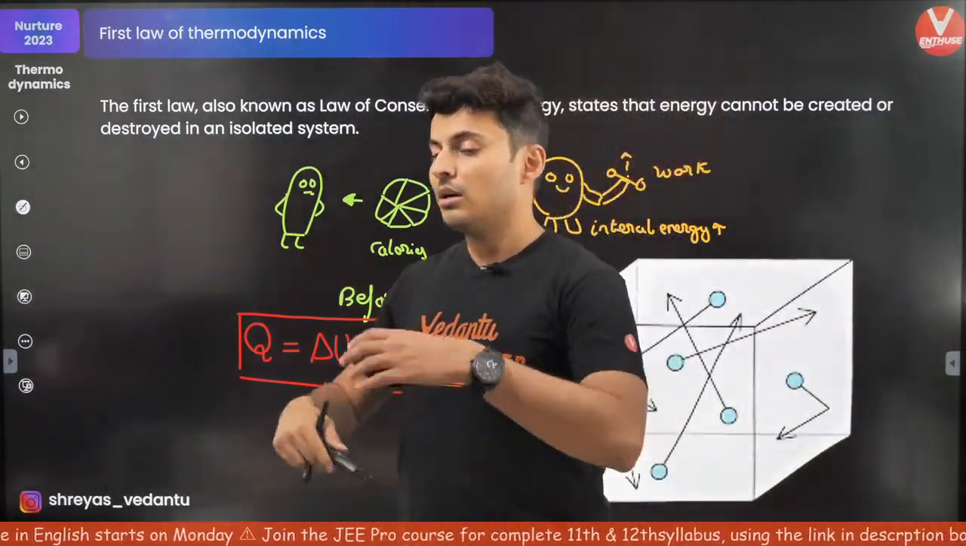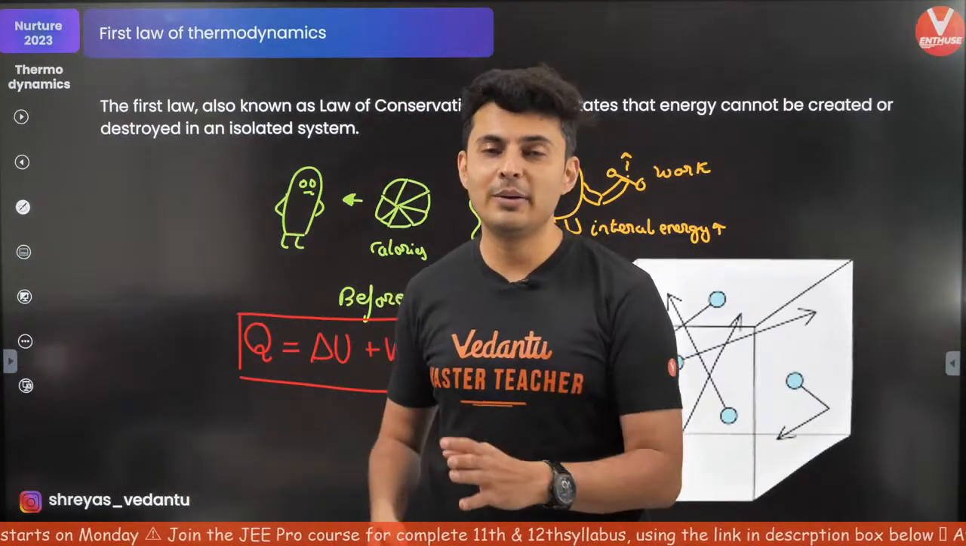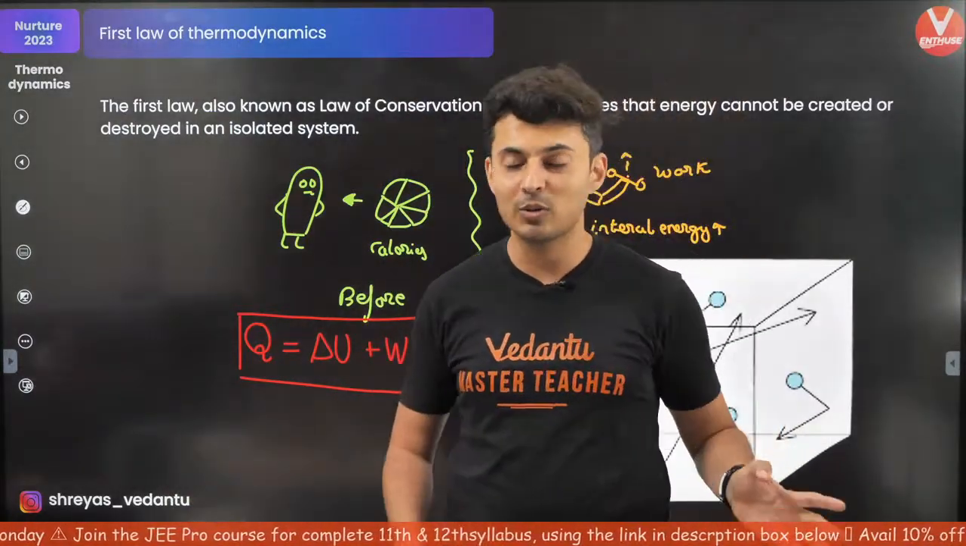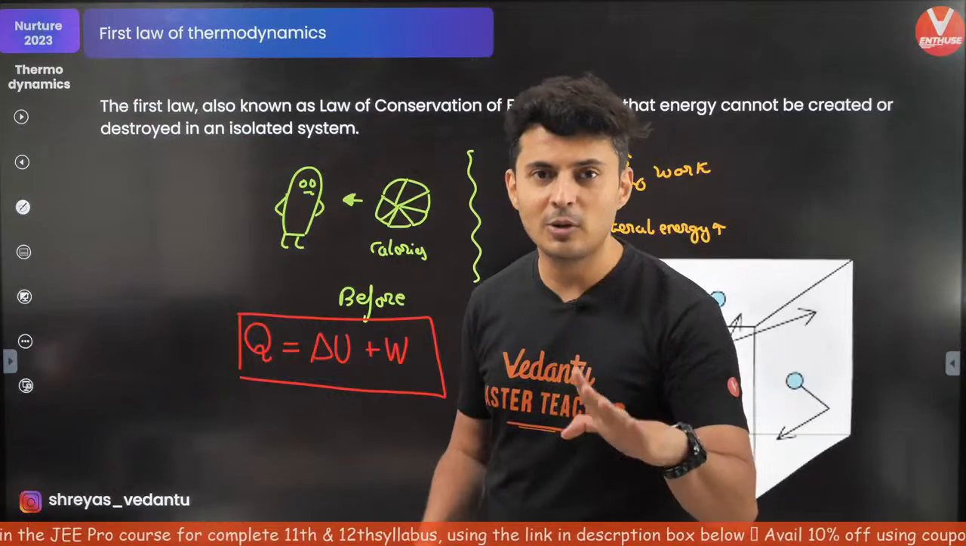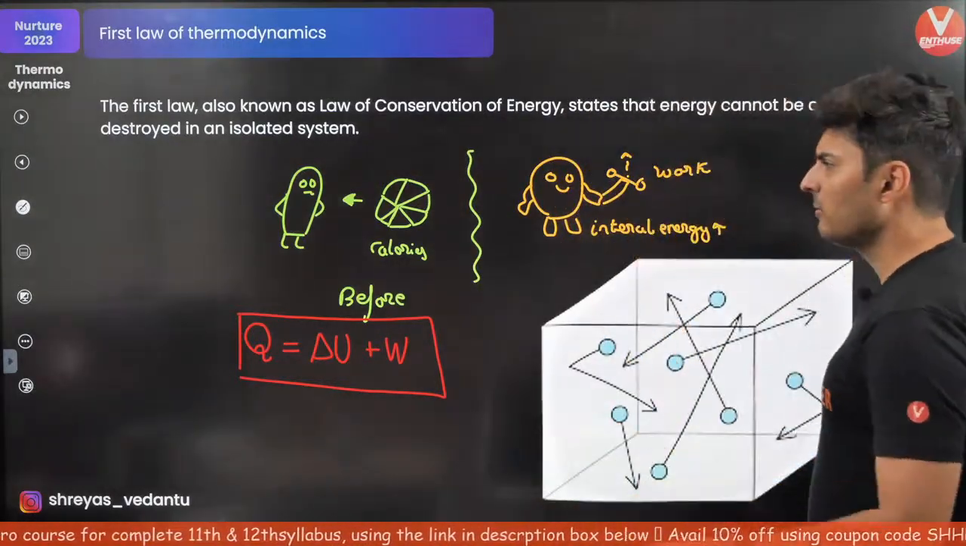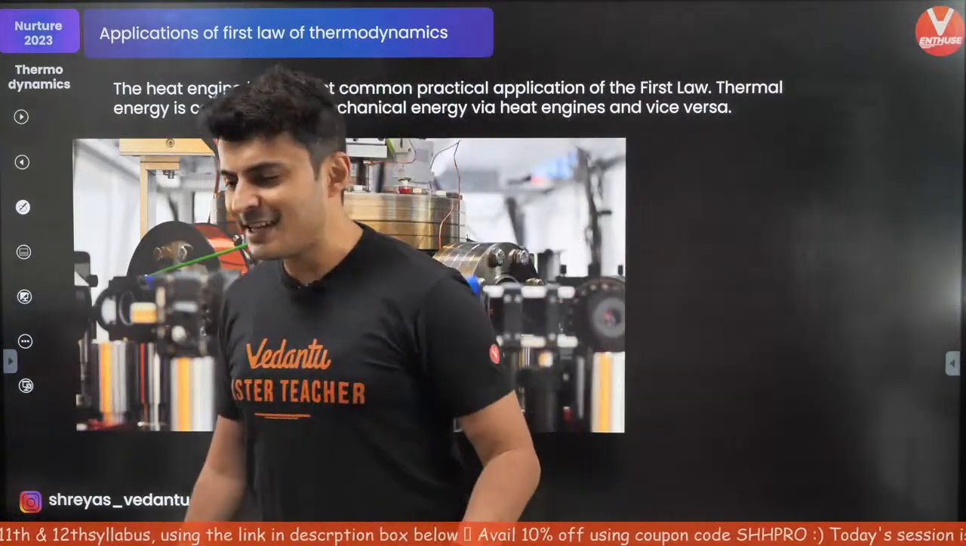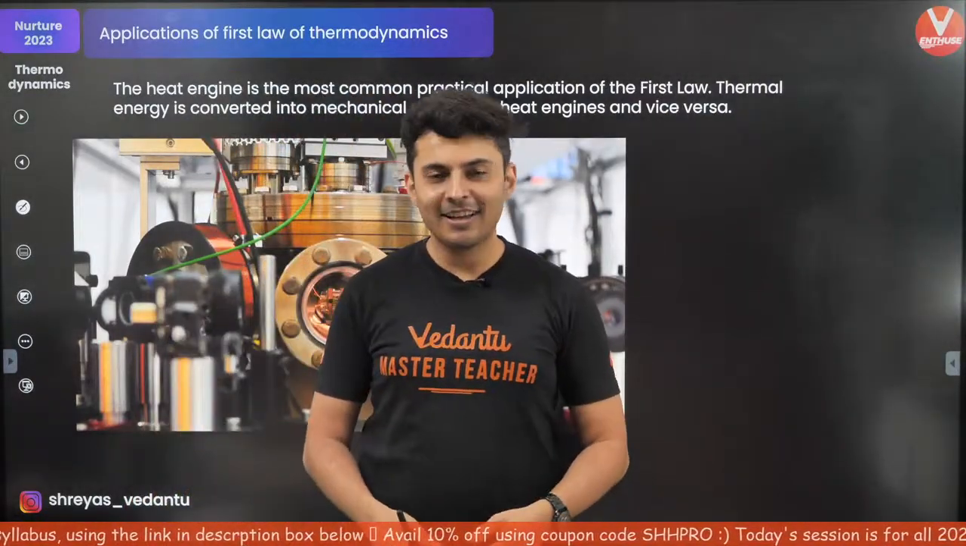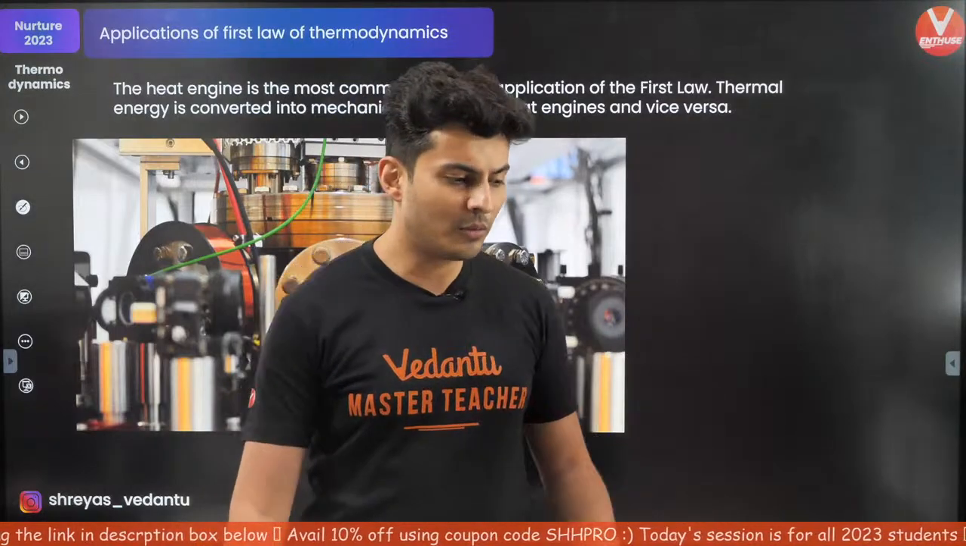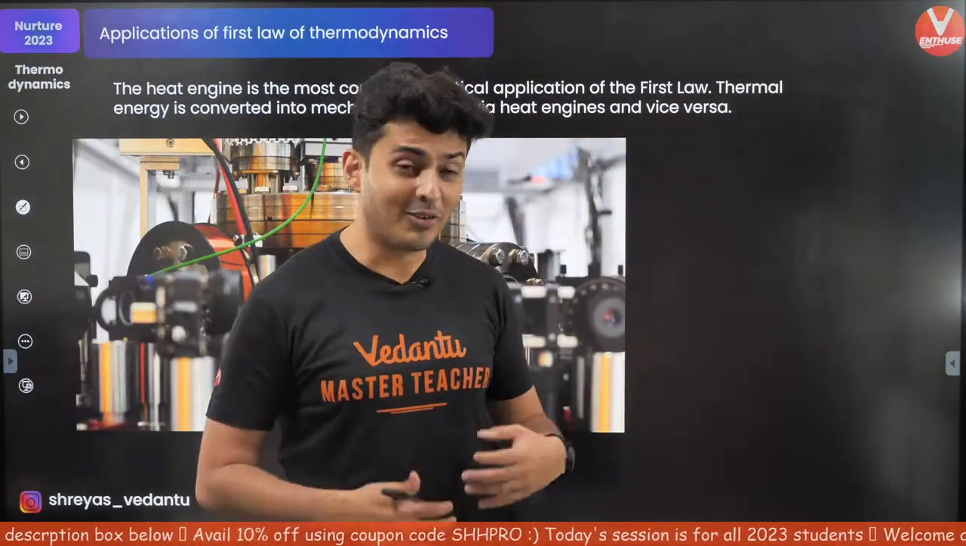For chemistry, it is W plus Q is equal to delta U. You will for sure, guaranteed, get confused in the exam if you remember both. Don't do that. Remember only for one. Signs only for the work are going to change. So, there are some crazy applications out here for the first law.